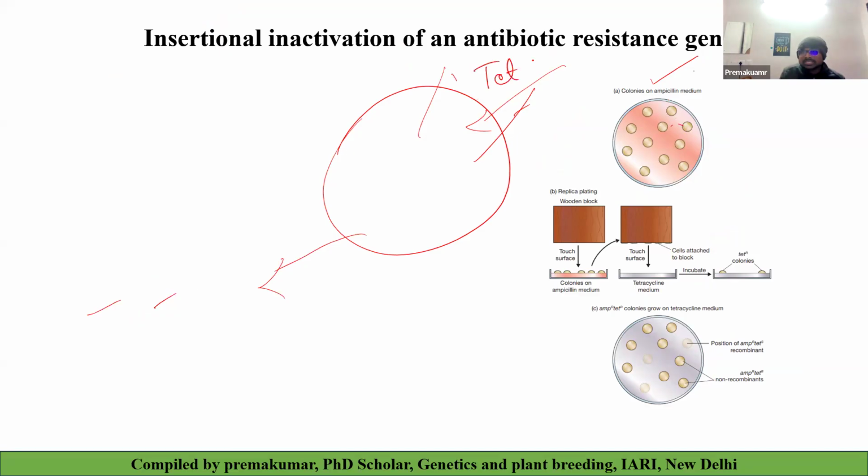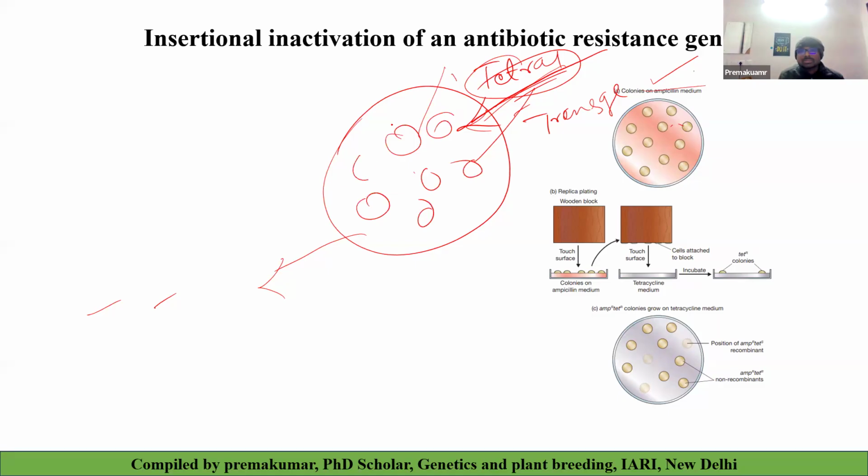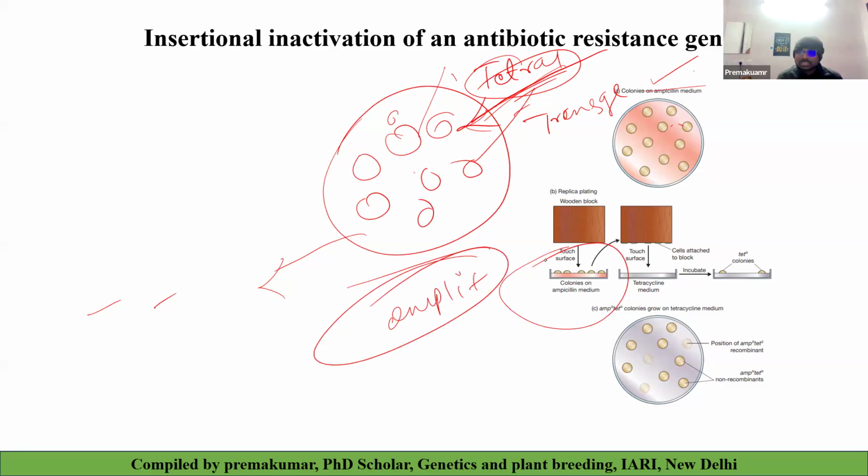Here the tetracycline gene is there. We are disrupting this tetracycline resistance gene by introducing your transgene, so that the function of tetracycline resistance will get disrupted. First, if you grow this colony in ampicillin media, all colonies will grow because the ampicillin gene is not disrupted, only tetracycline is. It can grow in ampicillin antibiotic media, so you are getting a good number of colonies.